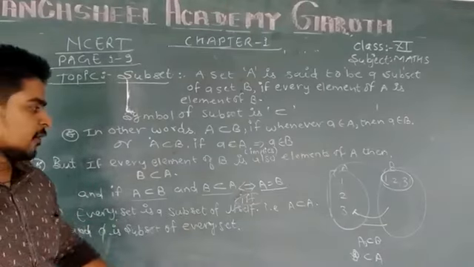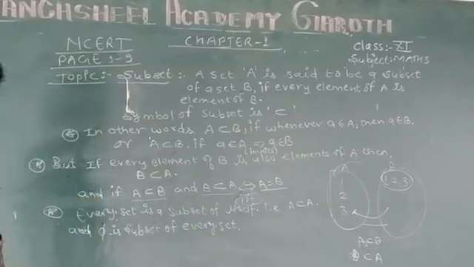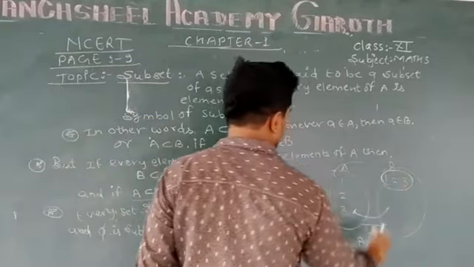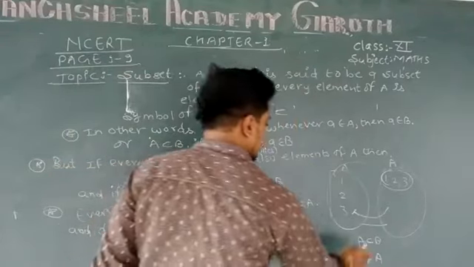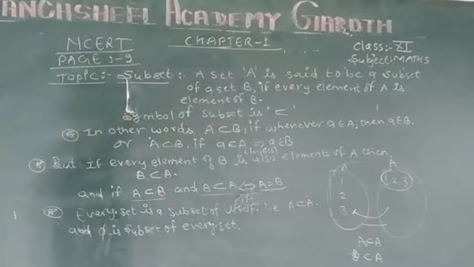Every set is a subset of itself. In that case, A and B are equal. So if I want to write B as A, then here I can write A is a subset of A. It means that A is a subset of itself.